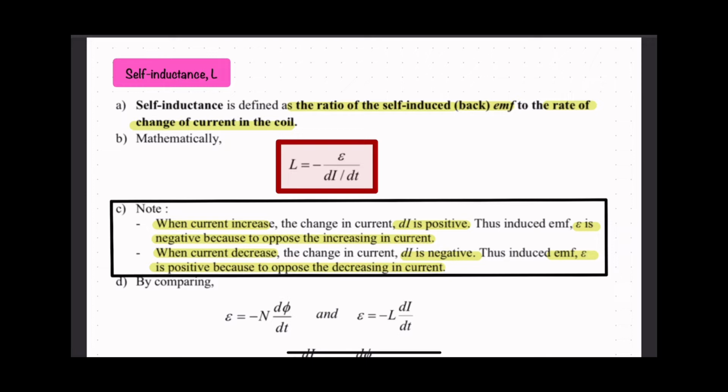Okay, so note here, when the current is increased, the change in current di is positive. So induced EMF is negative because it opposes the increase in current. If induced EMF is positive, it is because it opposes the decrease in current. So here the value of L cannot be negative.